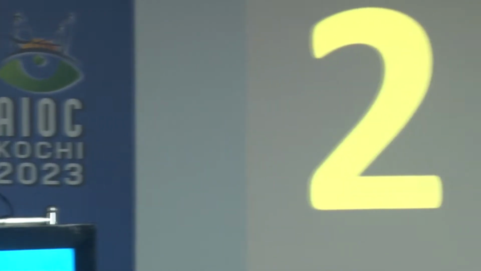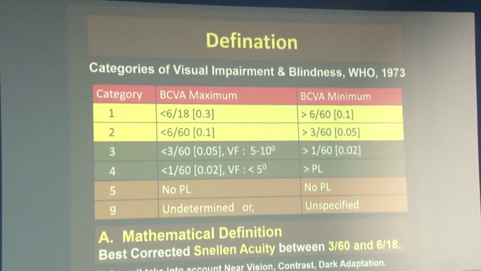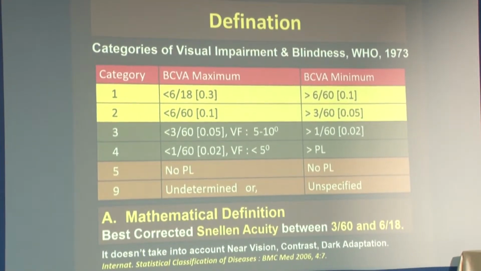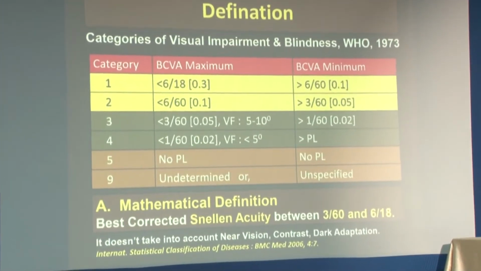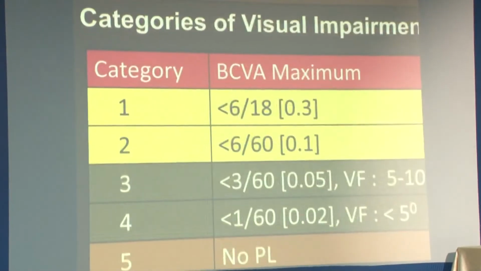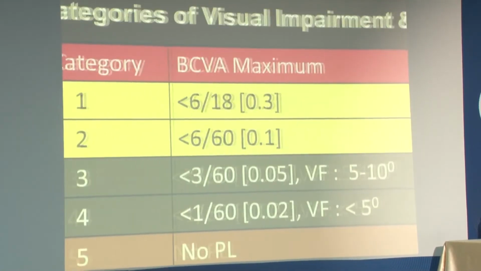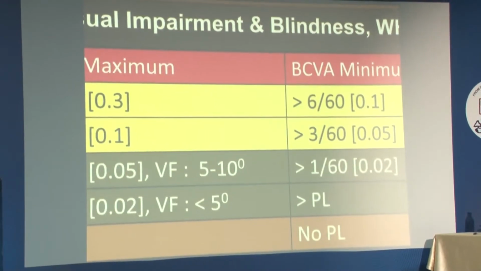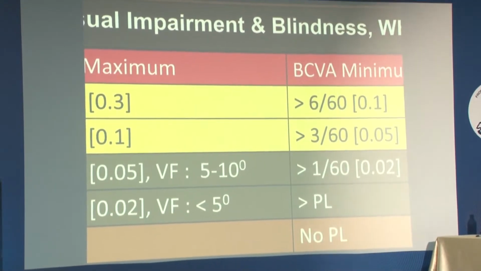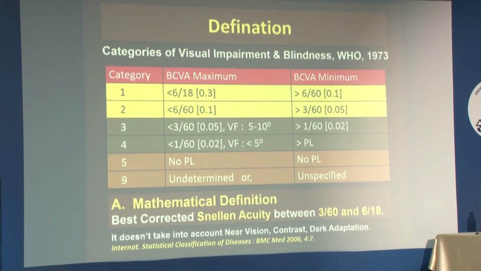Let's begin with understanding the definition of low vision. WHO first defined 6 categories of visual impairment in 1973, and they say visual acuity between 360 and 618 is considered low vision. This is a magnifying area. Highest is 618 and lowest is less than 360. Consider low vision. That means category 1 and 2 are considered as low vision.